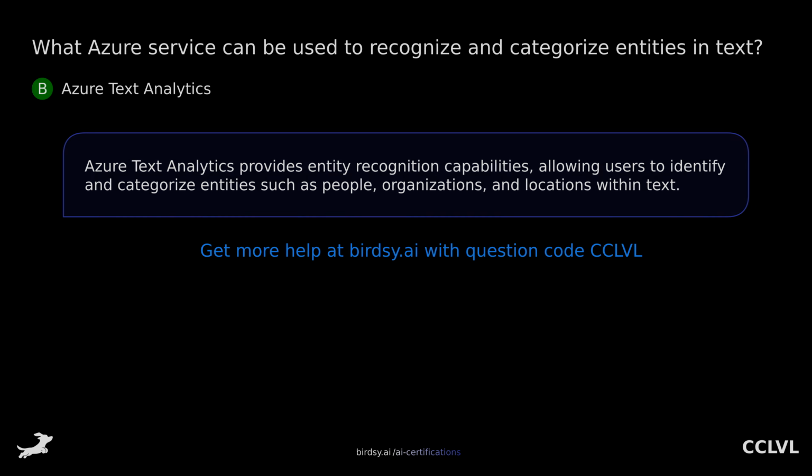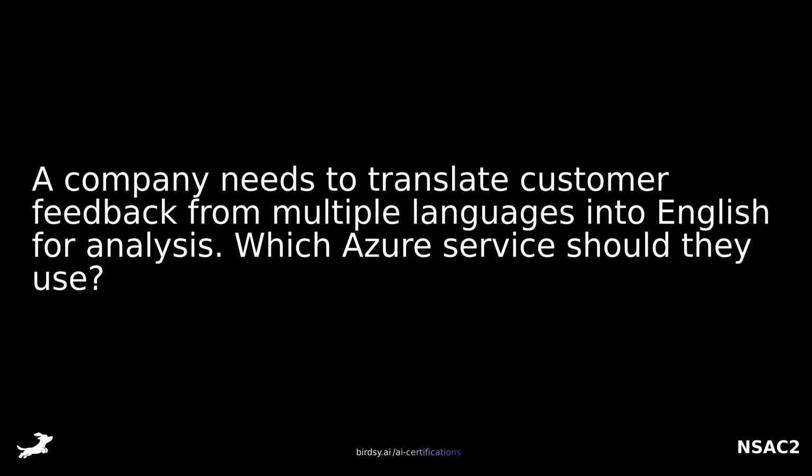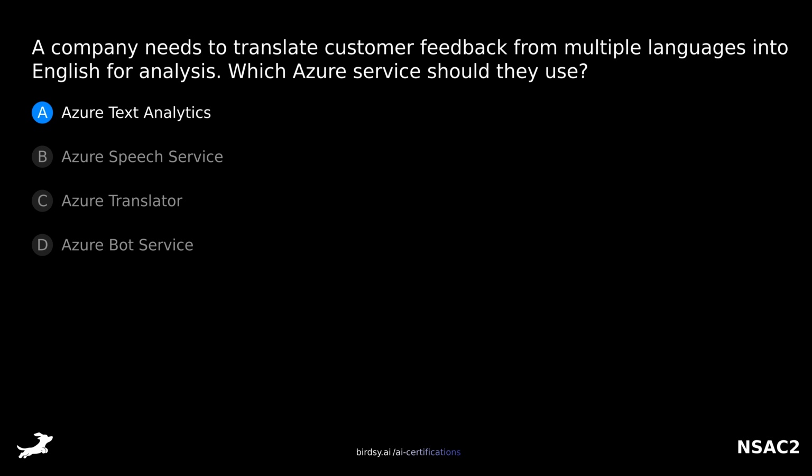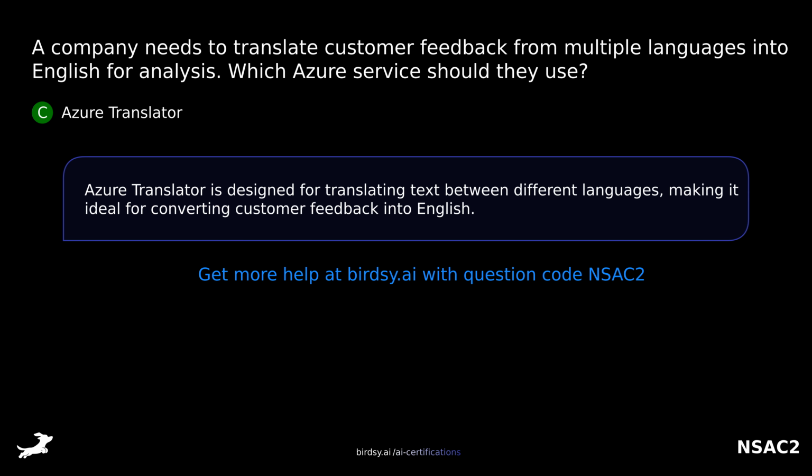within text. A company needs to translate customer feedback from multiple languages into English for analysis. Which Azure service should they use? Is it A, Azure Text Analytics, B, Azure Speech Service, C, Azure Translator, or D, Azure Bot Service? The answer is C, Azure Translator. Azure Translator is designed for translating text between different languages, making it ideal for converting customer feedback into English.